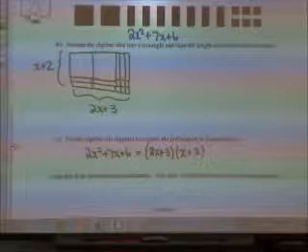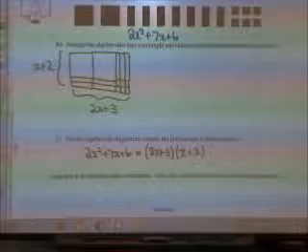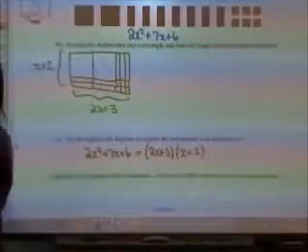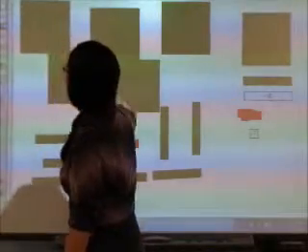So now if you look at the next page, class example number 2, I want you to factor this one. 5x squared plus 7x plus 2. So when I started this one this time, what did you notice about when you start putting your x squareds together to get your 5x?